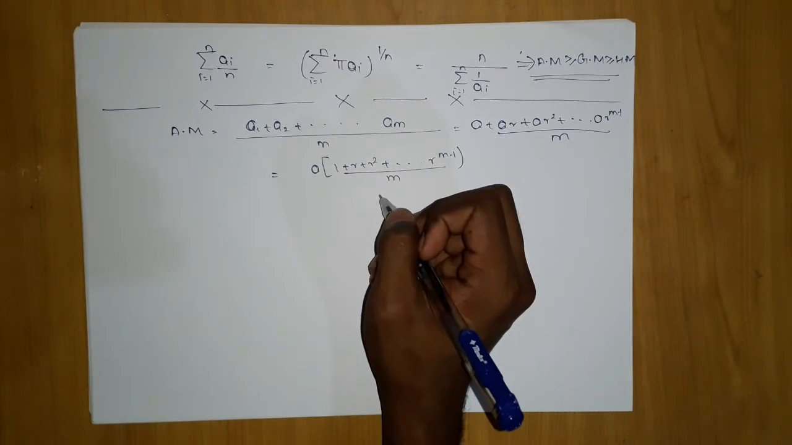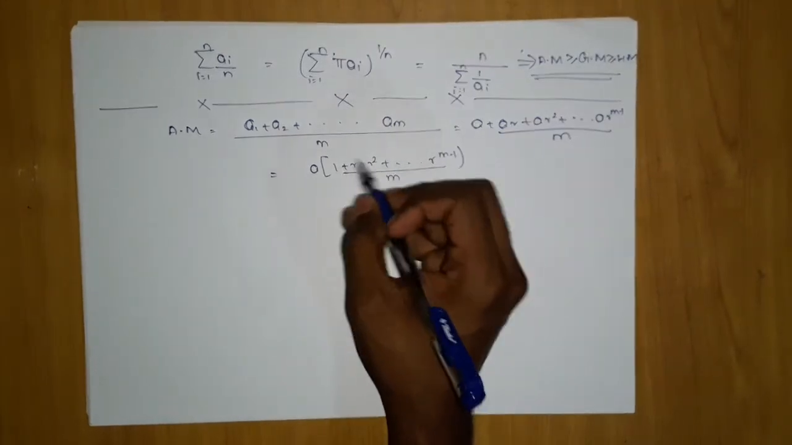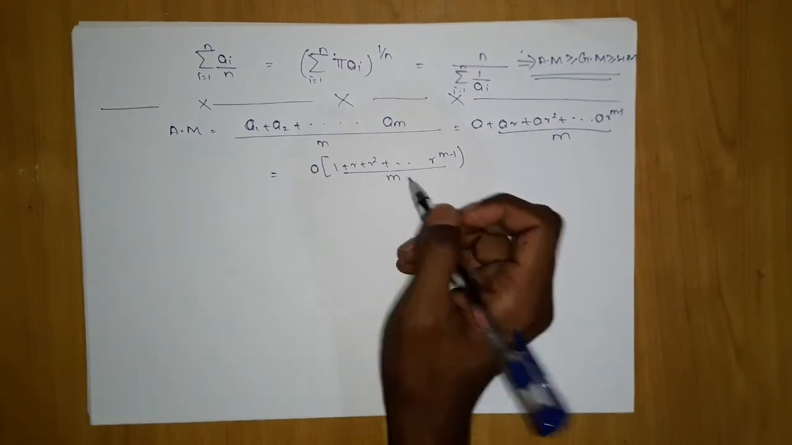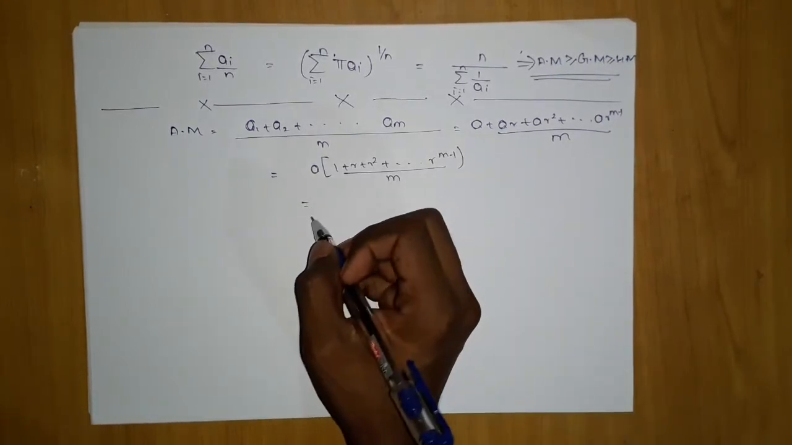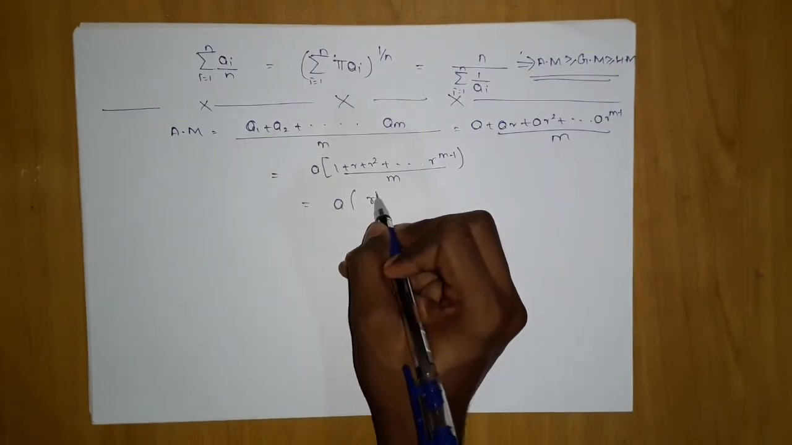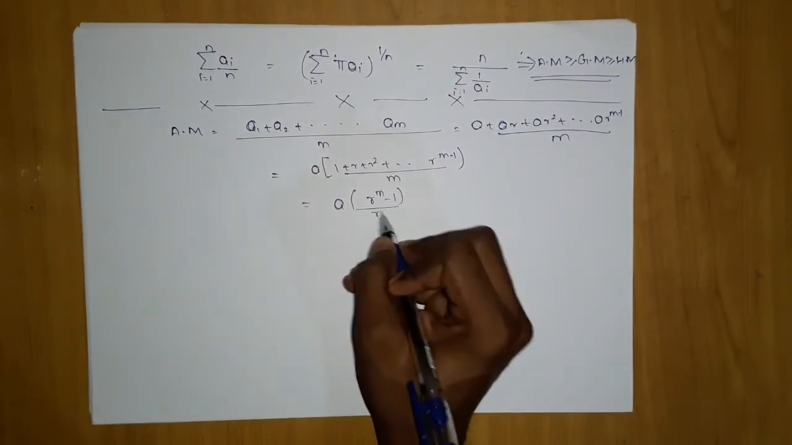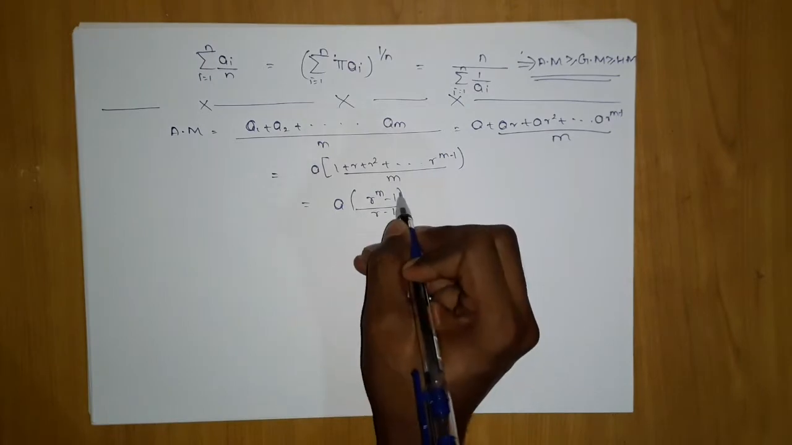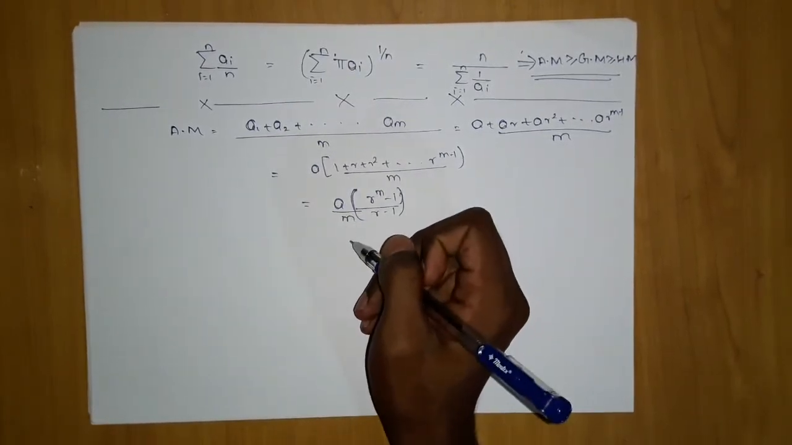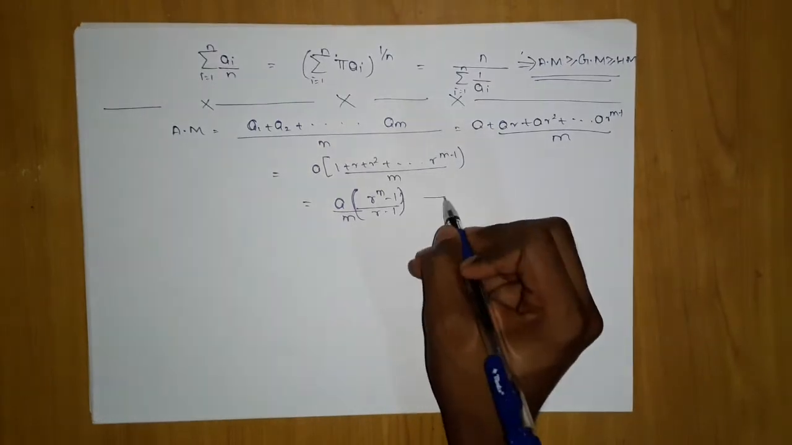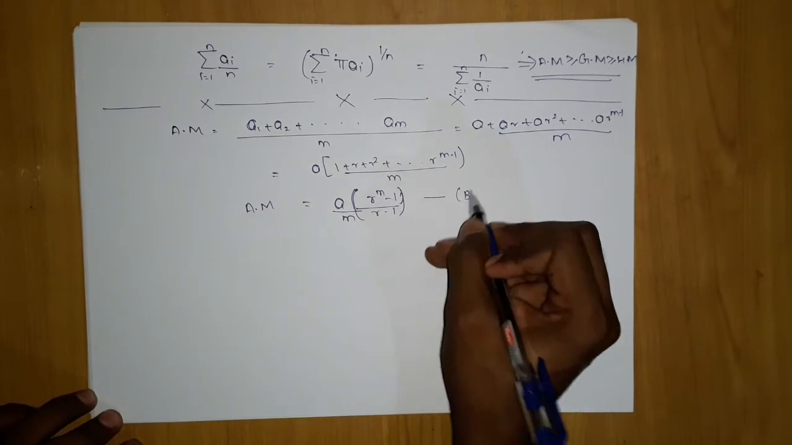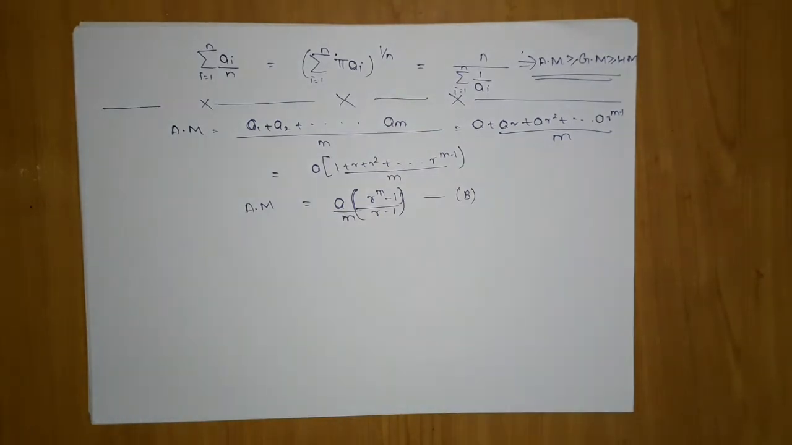Don't you think that this is forming a GP with common ratio r, and there are m terms? So what we will get will be as follows: a into (r power m minus 1) upon (r minus 1), and upon m. This is our arithmetic mean, which we will call b. We have our geometric mean also.